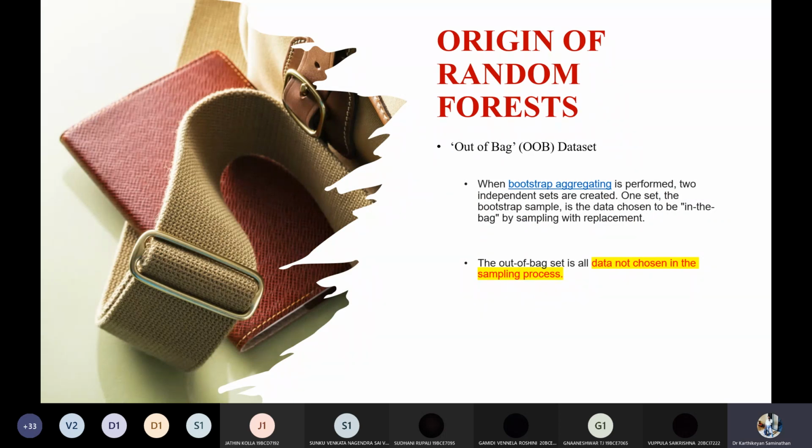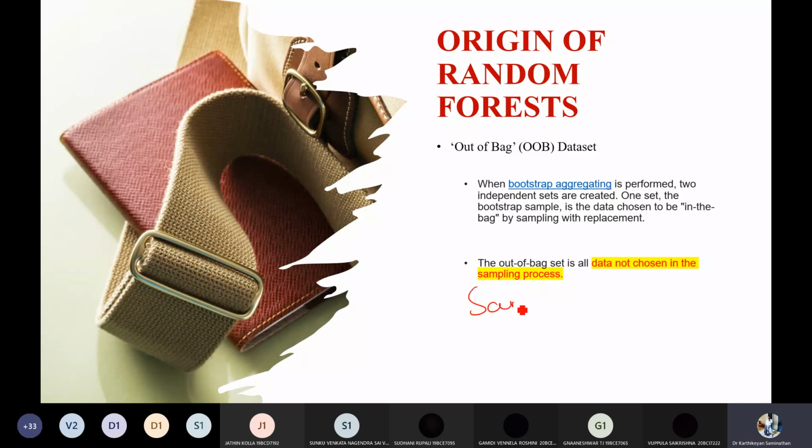In random forest, there is another term called out of bag. So what is out of bag? I will explain it in simple words. Whenever you do bootstrap aggregation, when you combine all the results and plan to take a decision, there your bootstrap aggregation will work, and there your out of bag will work. When bootstrap aggregating is performed, two independent sets are created. One set is the bootstrap sample, which is the data chosen to be in the bag.